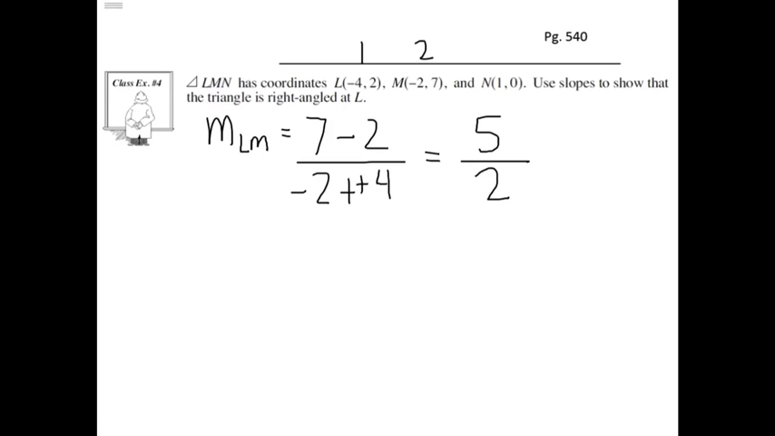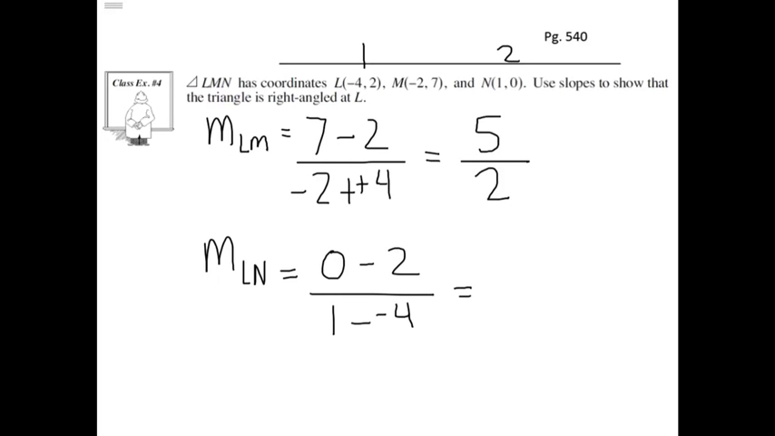Now if you take a look at the slope for LN, we'll find out if this is a 90-degree angle. First off, let's establish which ones are 1s and which ones are 2s. So for L, that's going to be our 1, and N is going to be our 2. So Y2, in this case, is going to be 0. Y1 is going to be 2. On the other hand, we have X2, which is 1, and we have X1, which is -4.